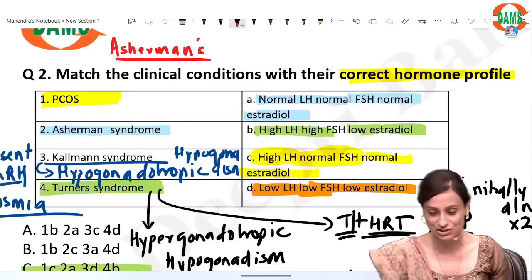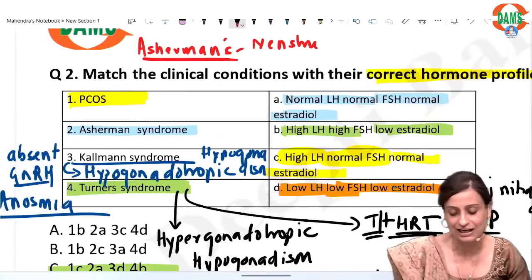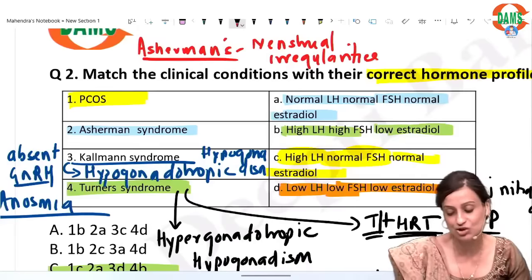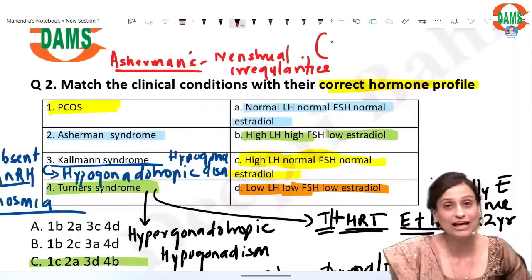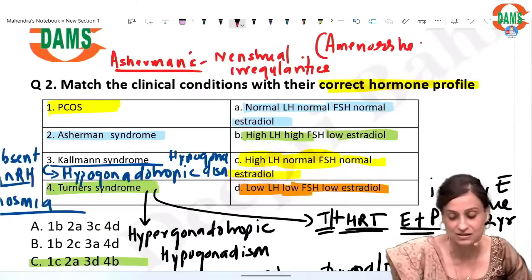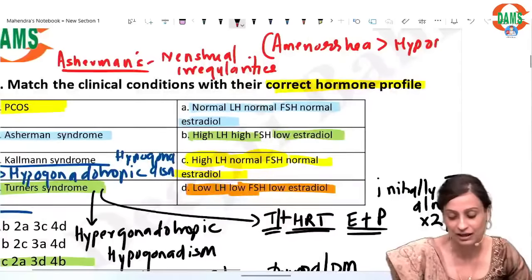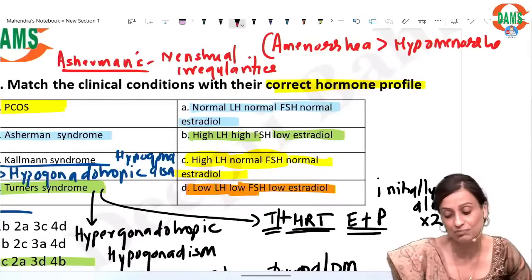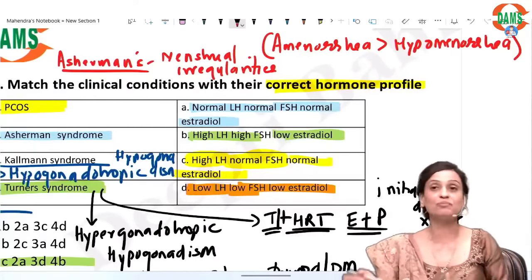Clinical presentation. So the most important is menstrual irregularities. It is a group, right? So they will have menstrual irregularities. What else? In the menstrual irregularities, I want you to know that amenorrhea is the best answer, followed by hypomenorrhea, right? So amenorrhea, followed by hypomenorrhea. But what could be the other problems apart from menstrual irregularity?